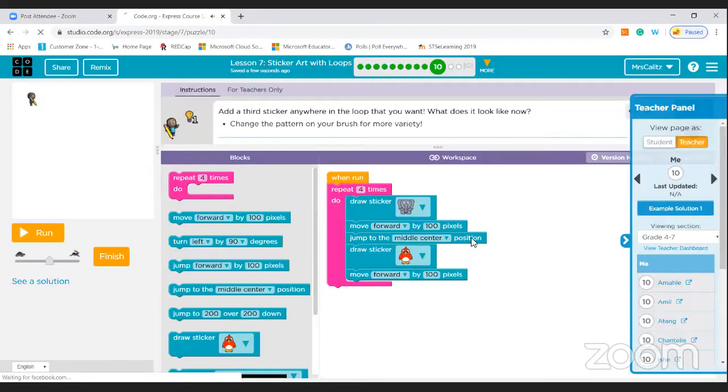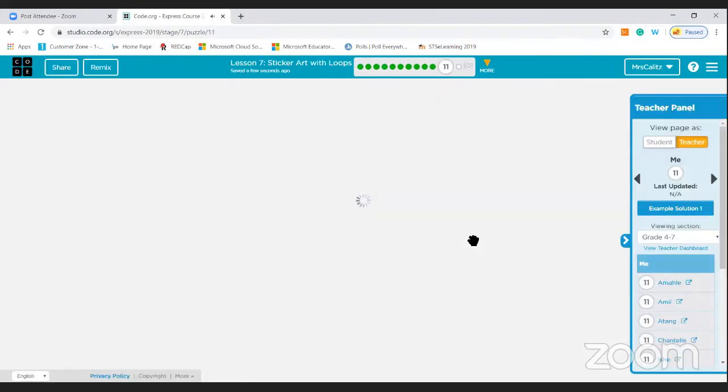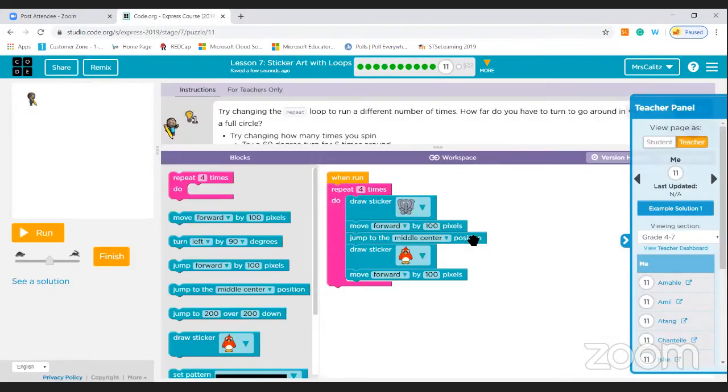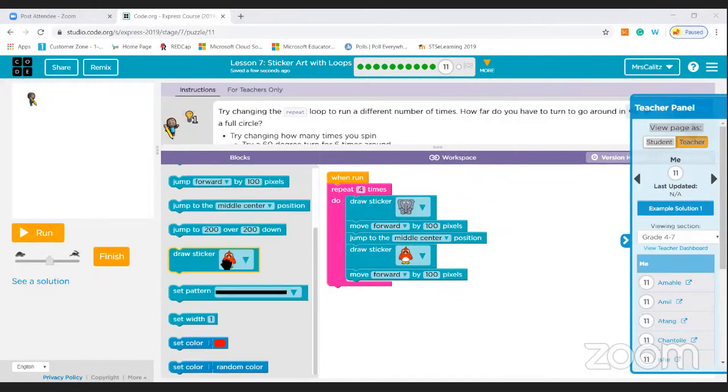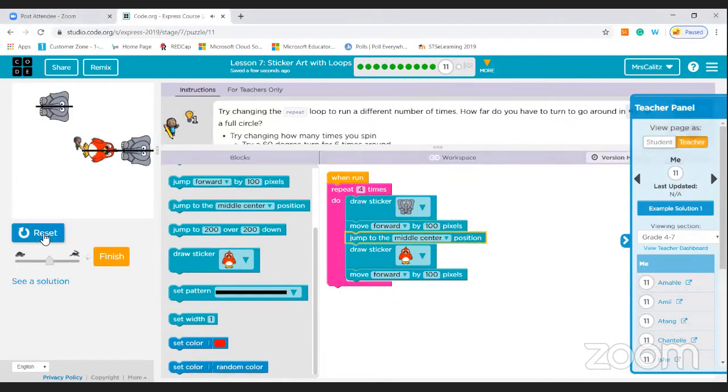I'm going to skip this one as well. Okay, try changing the repeat loop to run a different number of times. How far do you have to turn to go around in a full circle? Okay, what do you guys think? I think I need help with this one. Because at the moment, I'm just doing this. So what do I need to do to go into a full circle?